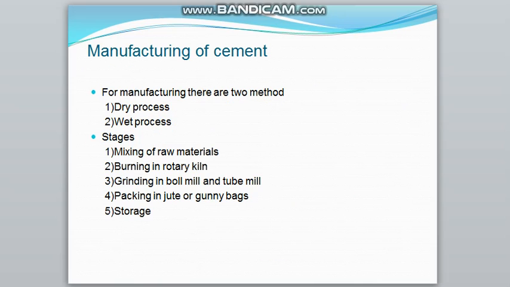Manufacturing of cement can be done in two methods: dry process and wet process. If you see the wet process, there are many stages: mixing of raw materials, burning in rotary kiln, grinding in ball mill and tube mill, packing in jute or gunny bags, and storage.